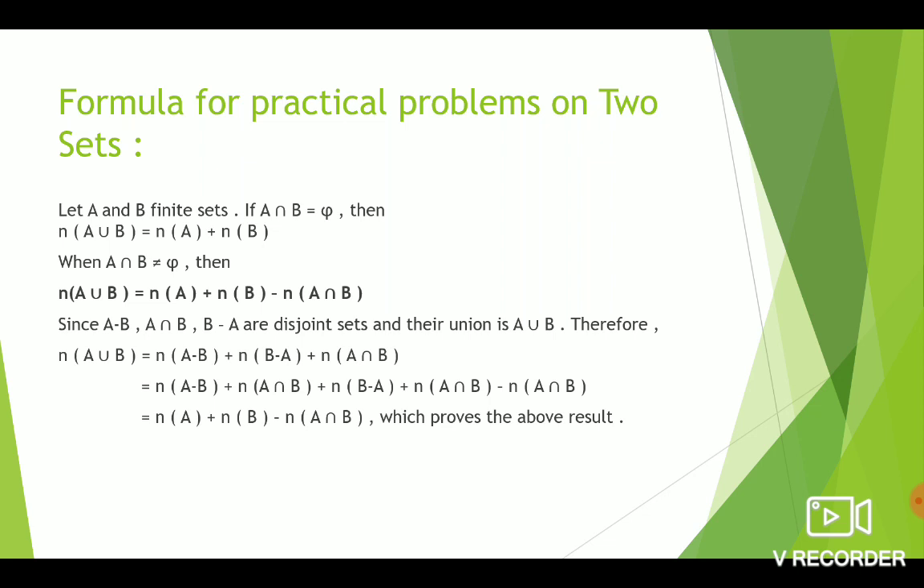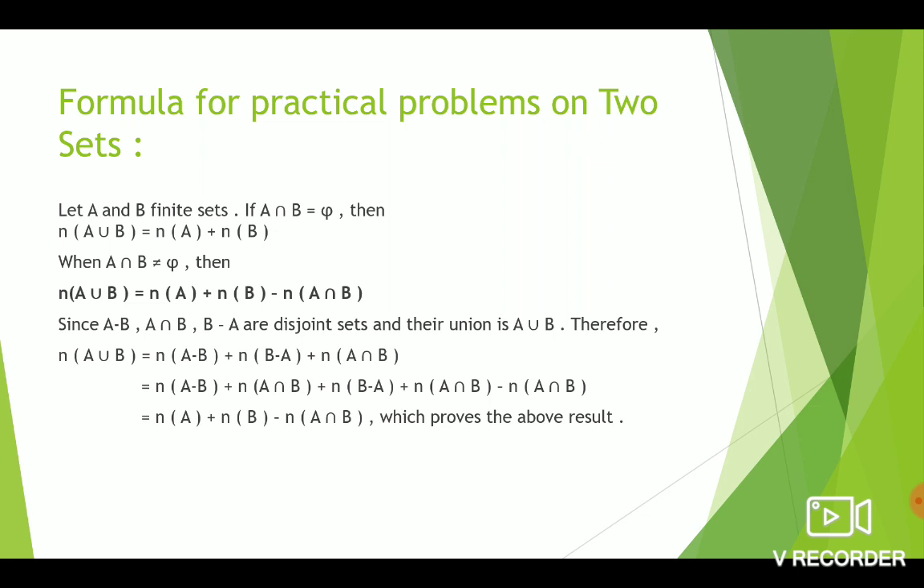Formula for practical problems on two sets. Let A and B be finite sets such that A intersection B is phi, then number of elements in A union B is equal to number of elements in A plus number of elements in B. When A intersection B is not equal to phi, then number of elements in A union B is equal to number of elements in A plus number of elements in B minus number of elements in A intersection B.